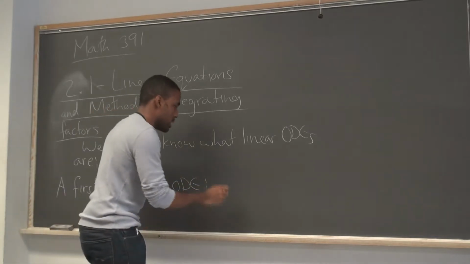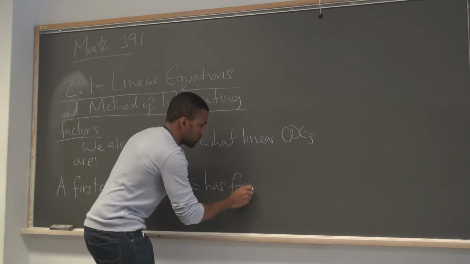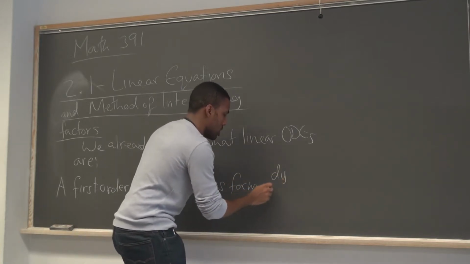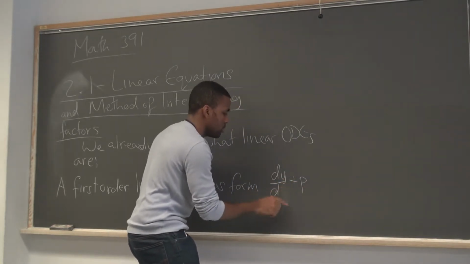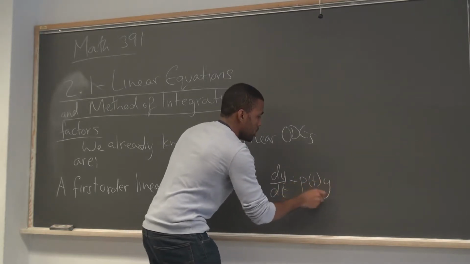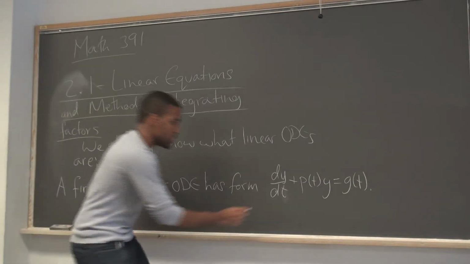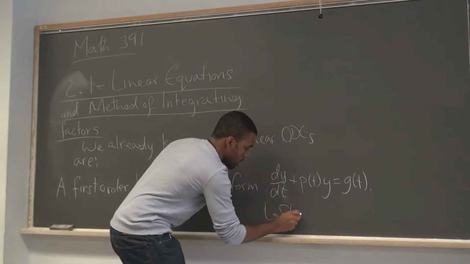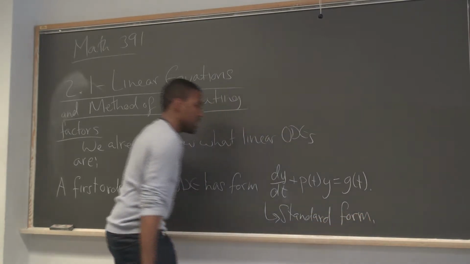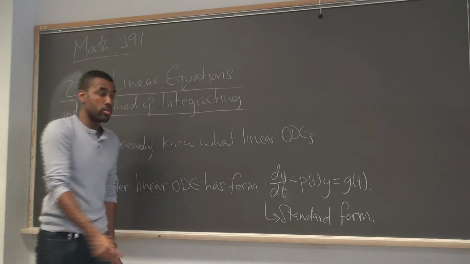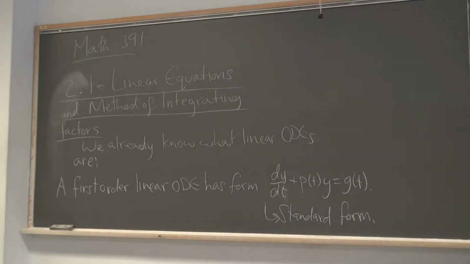A first order linear ODE has the form dy/dx plus, let's use p of t, y equals g of t. And by the way, this is called the standard form. So the standard form is where the coefficient of the derivative is 1. And so a linear first order ODE has that form.